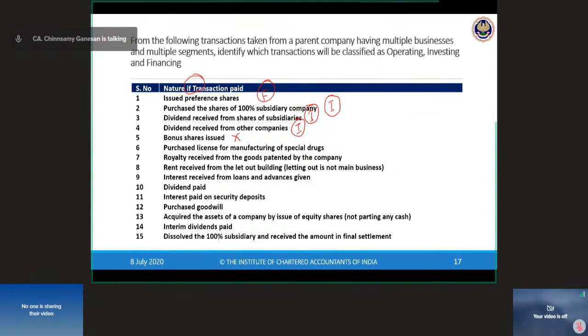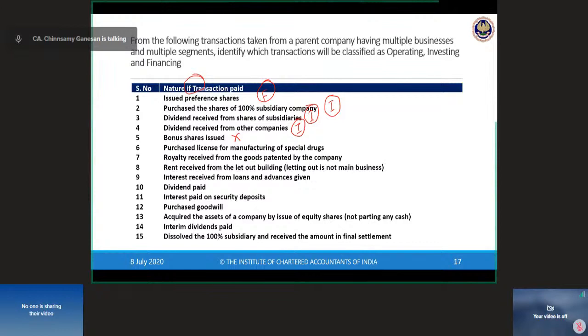For example, when we are talking about share capital, any bonus issue made in the last 5 years has to be disclosed. There you disclose the bonus shares which have been issued during the particular period, but it should not come as part of your cash flow statement.